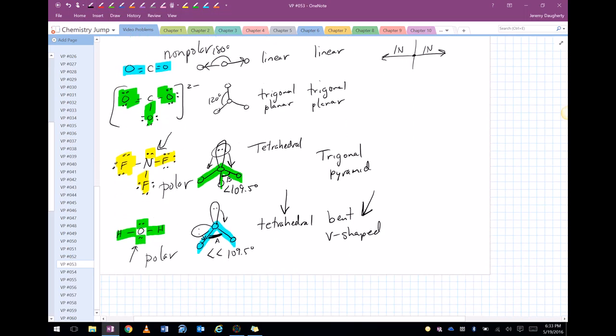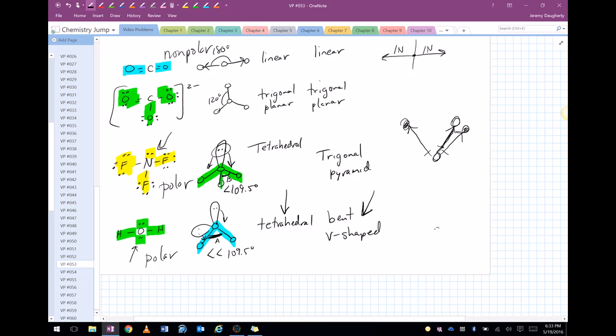Skip on down to NF3. So now what we have with NF3, and I'm going to draw it a little bit different just because it's easier to see two-dimensional, is here's the nitrogen, here's the fluorine, here's another fluorine. Now, we know that those fluorines are pulling with a great amount of force, and there's nothing to balance it, right? So now, there's the other fluorine. It's still nothing to balance it. So that means the electrons are going to move toward those fluorines. That's going to make it a polar molecule.